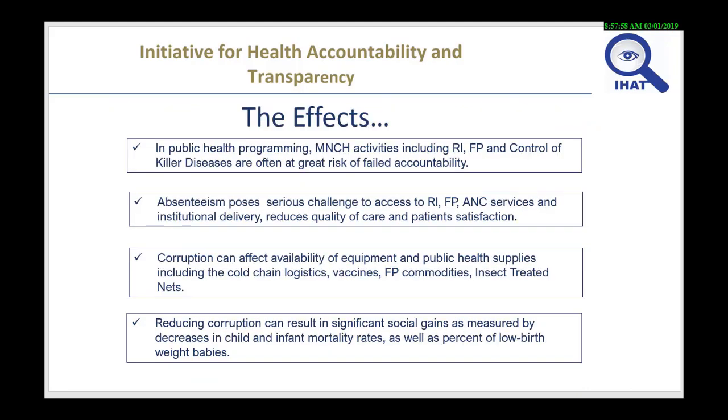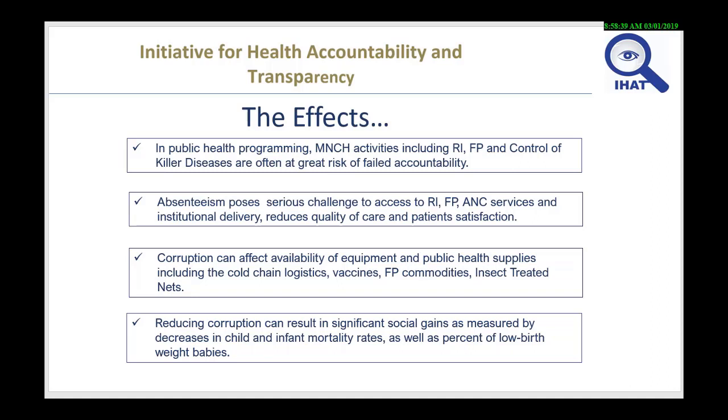In public health programming, maternal, newborn and child activities such as routine immunization, family planning, and control of killer diseases are often at great risk of failed accountability. Like we said earlier, absenteeism poses a serious challenge to access to basic services. Corruption can affect availability of equipment, public health supplies, and even infrastructure, like we have mentioned earlier, abandonment of projects and supplies.